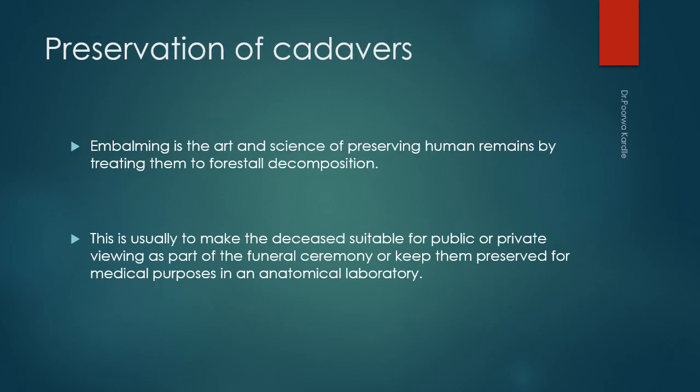So once the dead body is received by an approved institute, may it be an unclaimed body or donated body, it is preserved and prevented from getting decomposed by the procedure known as embalming. The embalming is done to make the dead body suitable for public or private viewing, either for a funeral ceremony, or it is preserved for medical purpose in anatomical lab.